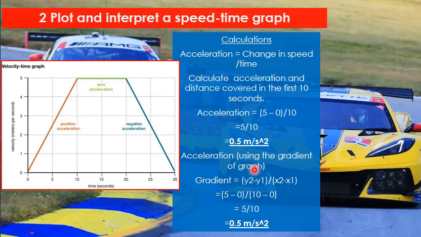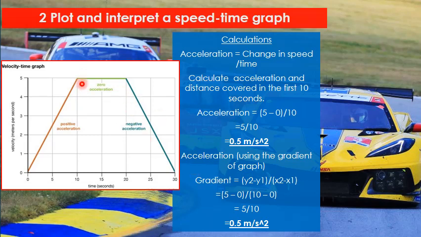Then for acceleration using the gradient, we take 2 points on our graph. Let's take 2 points that are very exact. We can take the point 0, 0, and then also the point 10, 5. When we say point 10, 5, what we really mean is x is 10 and y is 5. Here x is 0 and y is 0. Those are the coordinates of this point and that point.